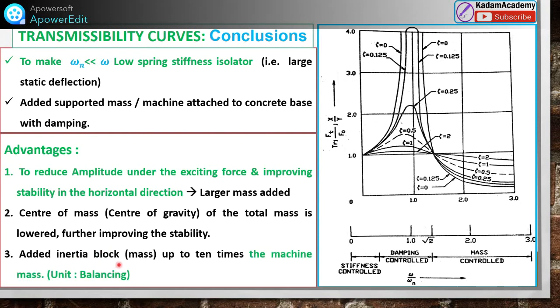This added inertia block can be a mass up to 10 times the machine mass. You can add the mass by adjusting the distance, and this is nothing but the balancing of that machine. How vibration and balancing are connected is like this. So this inertia mass we have to add comes under balancing, so watch the videos on balancing.